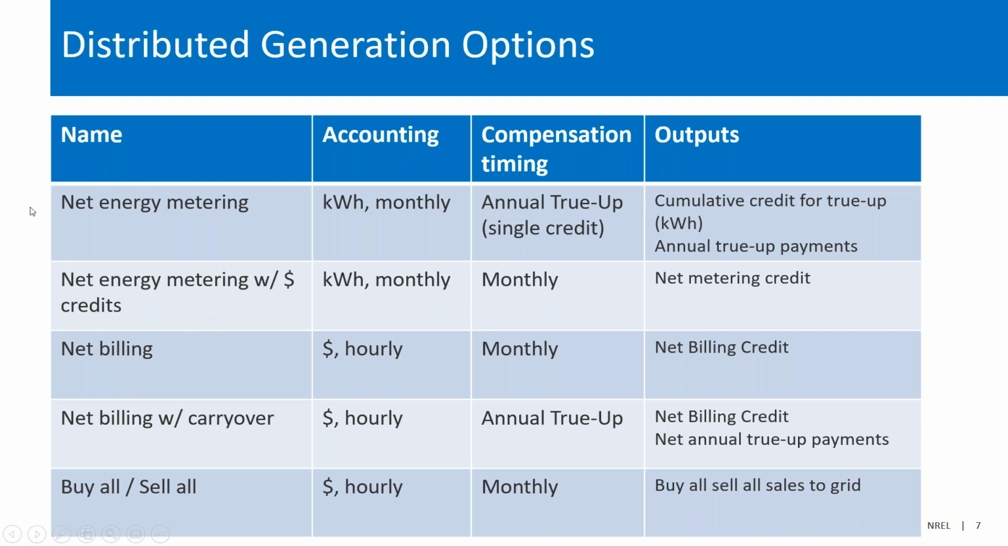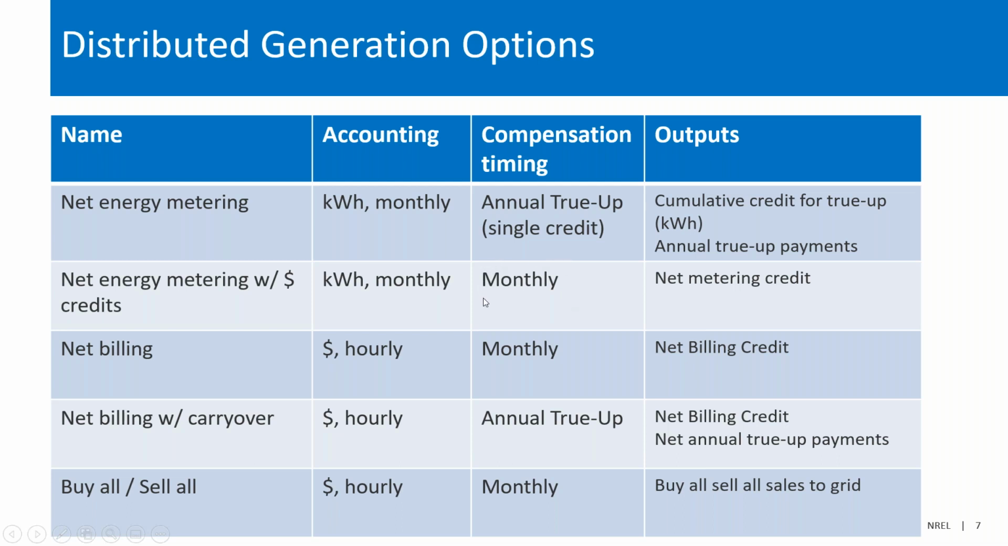So the first 2 options here, net energy metering, are doing the accounting in kilowatt hours on a monthly basis. So if you generate a whole bunch of energy during the day and export that to the grid and then draw from the grid at night, the accounting between those 2 will be done on a kilowatt hour basis and added up at the end of the month. These 2 options differ in when any excess generation is compensated. The net energy metering option uses a single annual true-up, which by default is paid out in December, but one of the new options we'll be covering today is paying that out at different times of year.